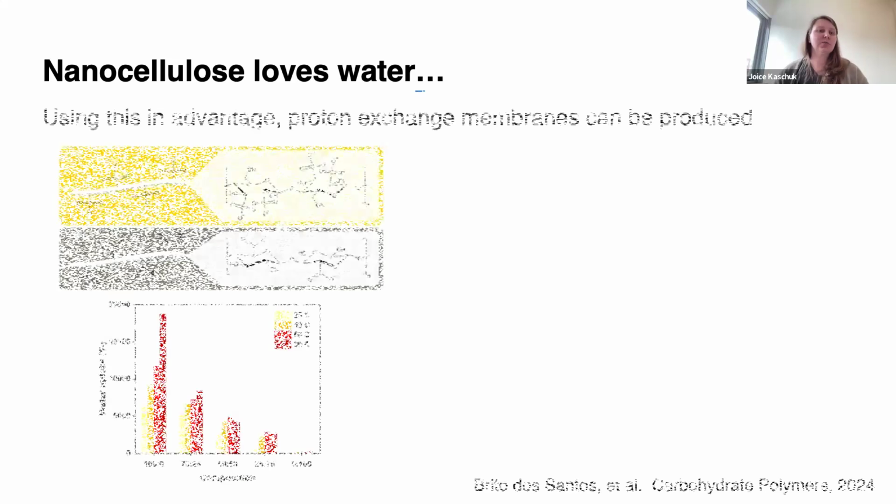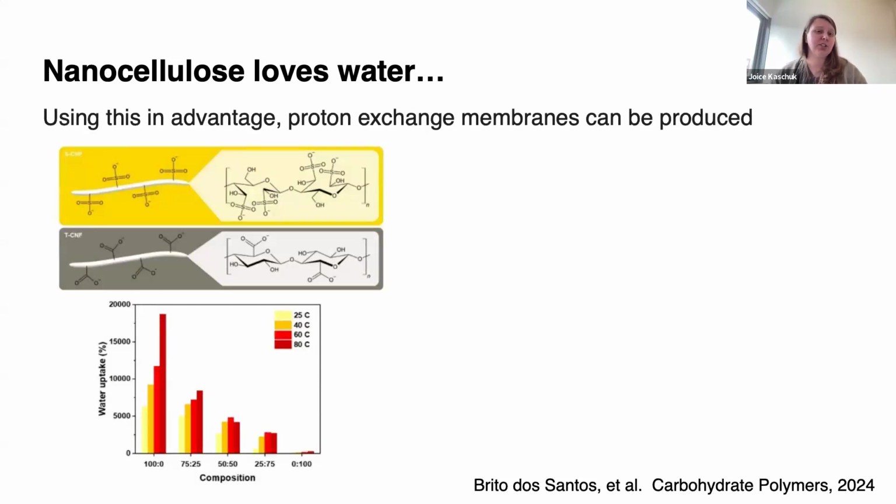But nanocellulose loves water, and for all the solar cell applications it's kind of unviable, because when cellulose absorbs the water, then all the properties are kind of lost. But how about if we use this love for water as an advantage? So this is what we did in this paper, in this project. We played around with how water interacts with the cellulose, and how we made mixture membranes with carboxyl groups and sulfonated groups.